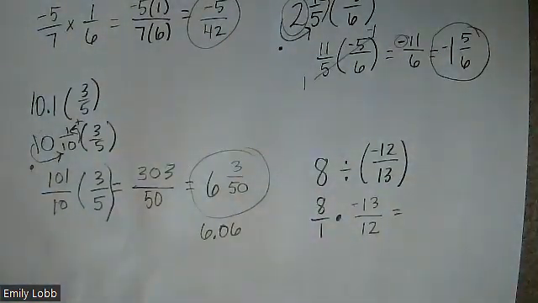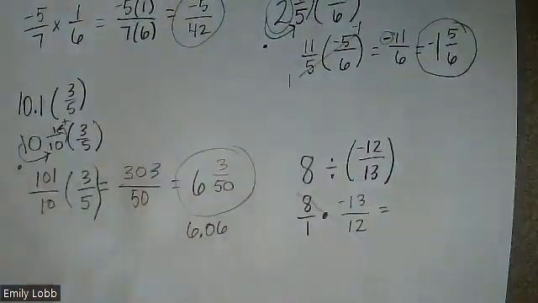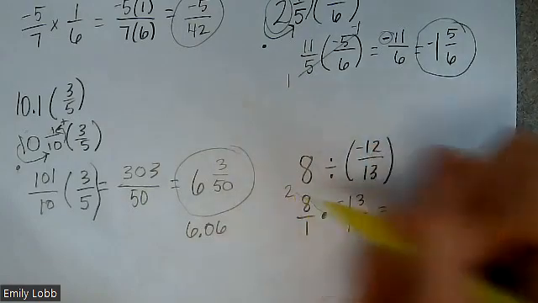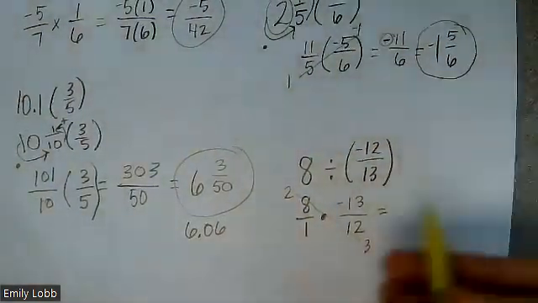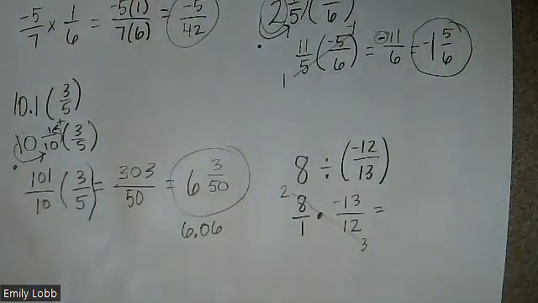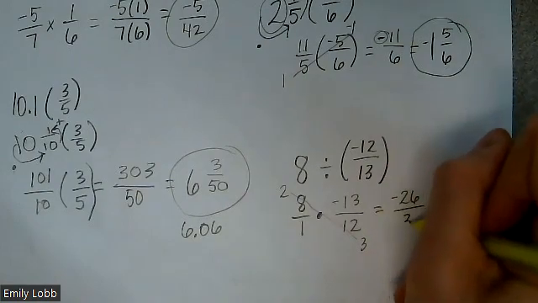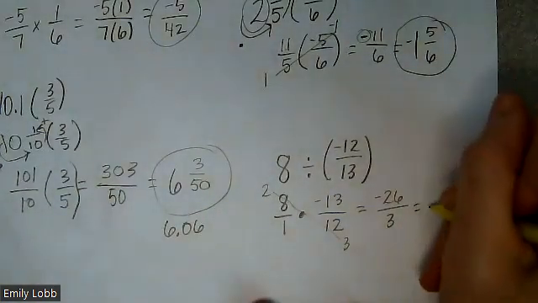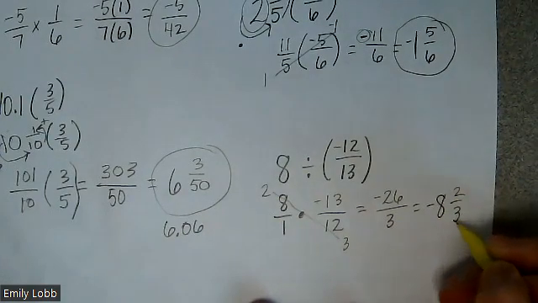Now I would look across my diagonals. What can I divide both 8 and 12 by? 4. 8 divided by 4 is? 12 divided by 4 is? What's 2 times 13? Good, and we know it's negative 26/3. So how many groups of 3 could I take out of 26? 8. So I have negative 8 and 2/3. Excellent.